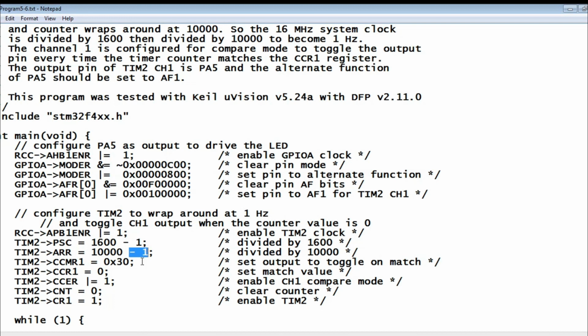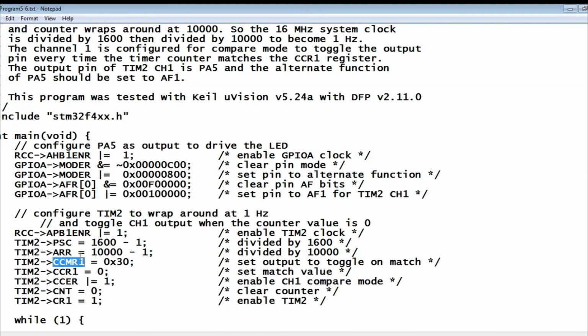Why? Because counting starts from 0, it is not counting from 1. So the same thing is applicable here also. Here also counting starts from 0, so I am writing prescaler minus 1. In total I need 1599 in the PSC and 9999 in the auto reload register. So you will be getting 10,000 counts.